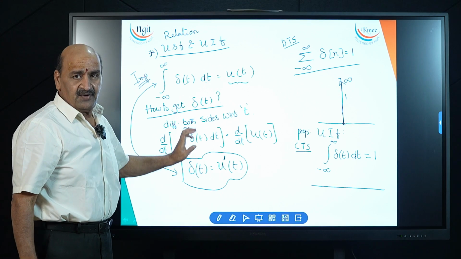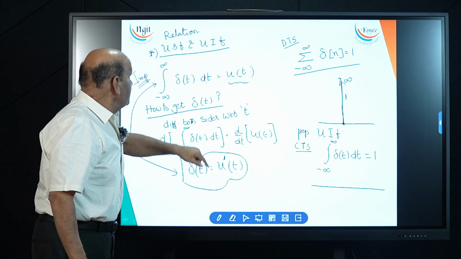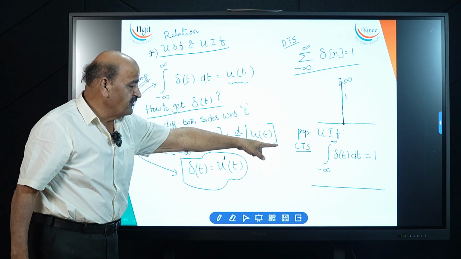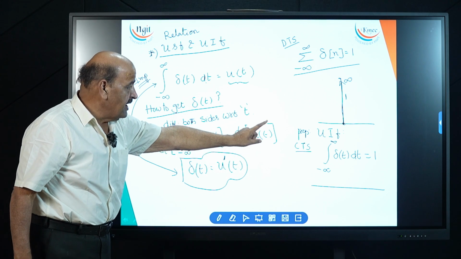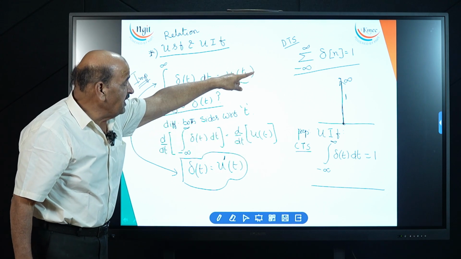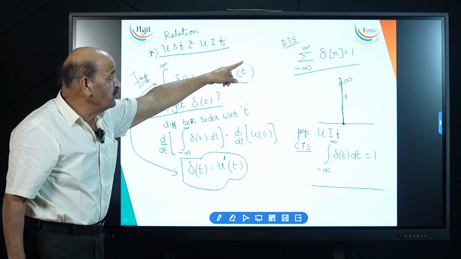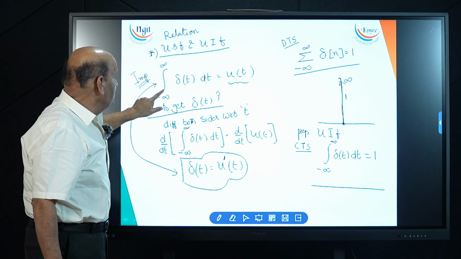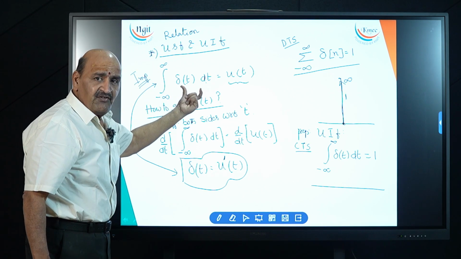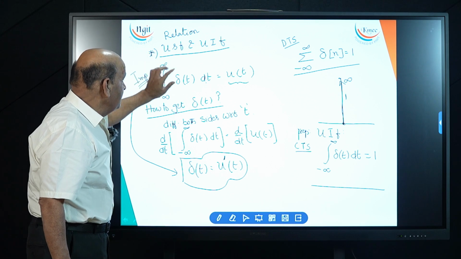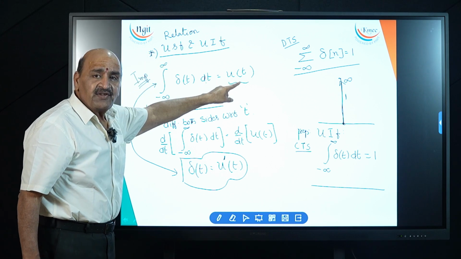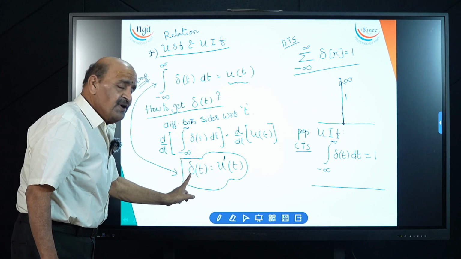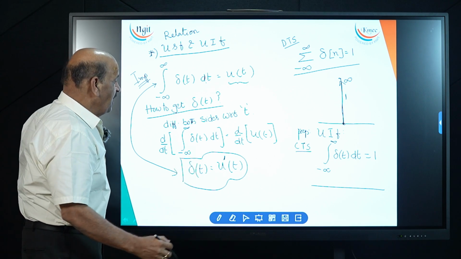What is the relation between the Dirac delta function and the unit step function? Just look, that is the property of the Dirac delta function under continuous time signal, and there is the property of the Dirac delta signal under discrete time signal. Now what is the relation between these two? Integrating a Dirac delta function between minus infinity to infinity with respect to the time variable always gives the unit step function. Again, differentiating the unit step function gives the impulse function. Students have to treat this property as very important.